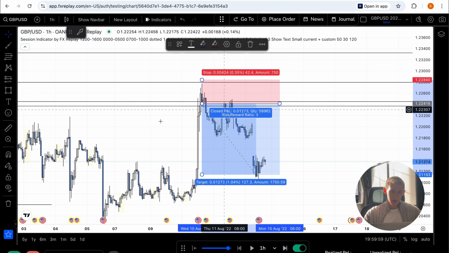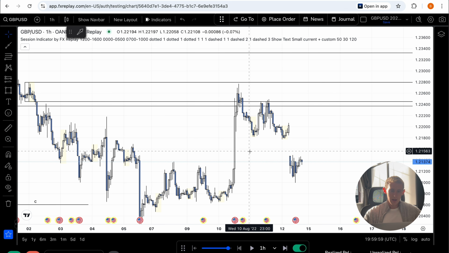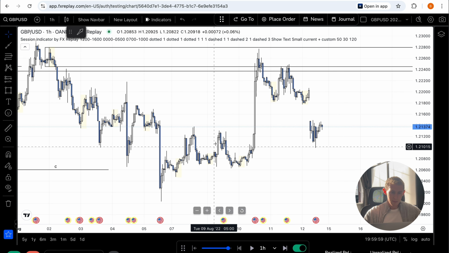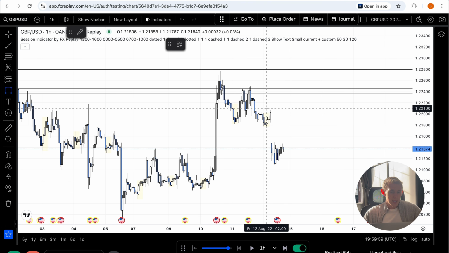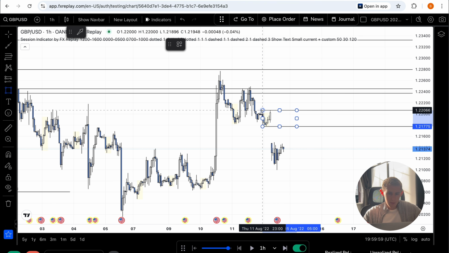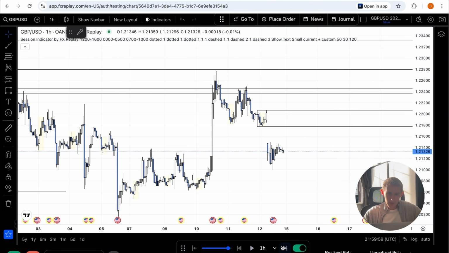Yeah, nice. There we go. So TP was hit on that one. Very nice. And it does now look like price wants to come back for the lows, which is nice because we have that clearer direction. In terms of the next point of interest, maybe if we can see price come back up into this area.